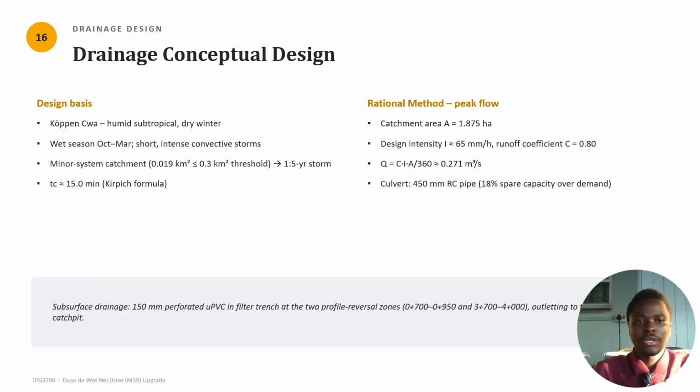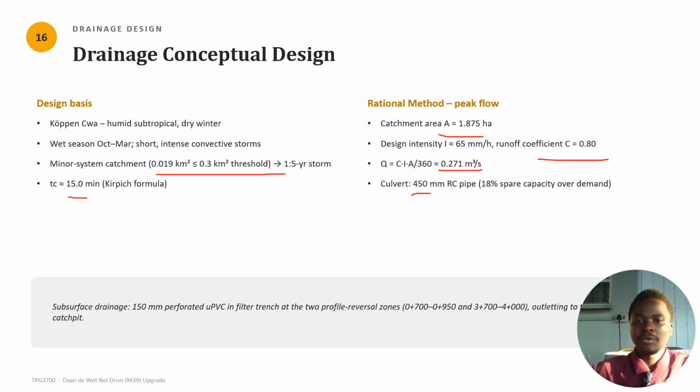And also my conceptual drainage design. The climate is humid subtropical with a dry winter and a wet season from October to March, with short intense convective storms and a minor system catchment. It is well within the threshold, and my Tc is 15 minutes. The catchment area was found to be 1.875 hectares. My design intensity gives me 65 mm per hour, and the runoff coefficient gives me 0.8.